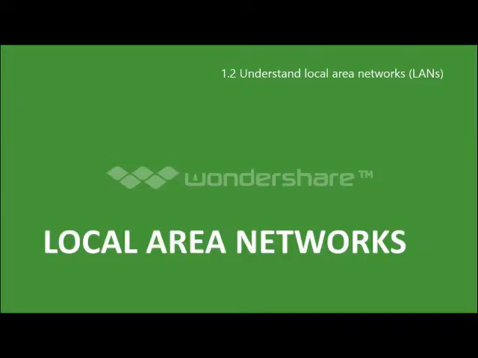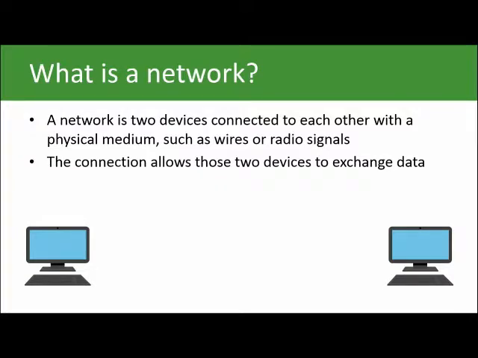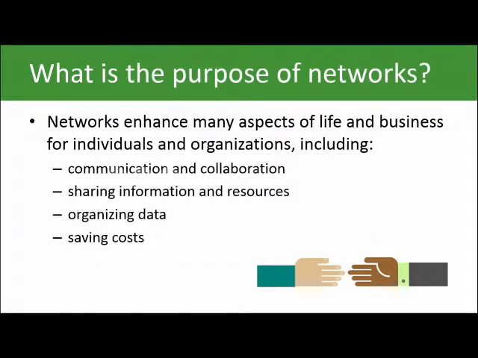All right, local area networks. So first, what is a network, right? A network is just two devices that are connected to each other with a physical medium, like a wire cable or a radio signal. This picture here is just a wired cable, like an Ethernet cable. The connection allows two devices to exchange data back and forth. So there we have some data moving across, some binary there. We'll talk about binary in a little bit.